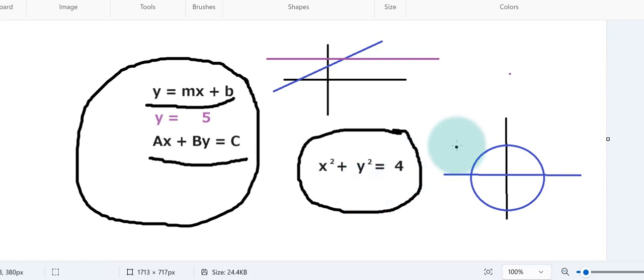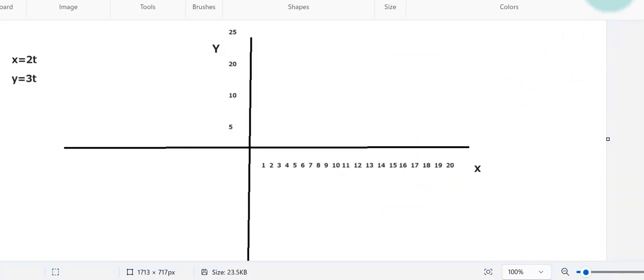Okay, but we want to try and do this in a different way. Here we have a different scenario. We have x as a function of t and y as a function of t. Now, even though x and y are both functions of t, we're going to try and make a picture of this without showing t at all here. We're only going to show x and y. So we can check this for different values of t.